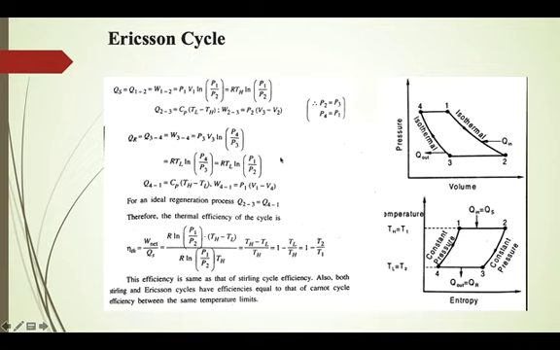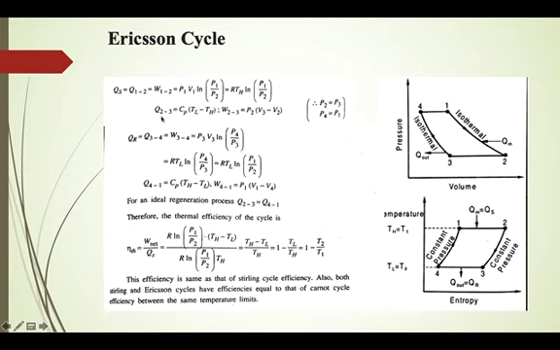So to see the derivation for efficiency of Ericsson cycle, heat supplied Qs during process 1 to 2, that is isothermal process, is equal to work done because change in internal energy is 0 as temperature remains same. So it is given by P1 V1 ln P1 by P2, instead of V2 by V1 can be written as P1 by P2, which is equal to R TH ln P1 by P2. TH is the highest temperature from which heat is applied. Okay.